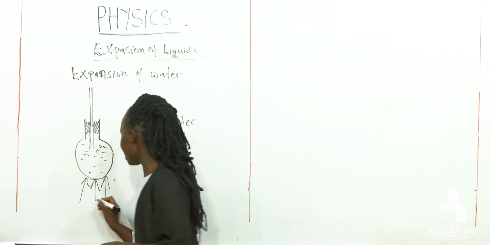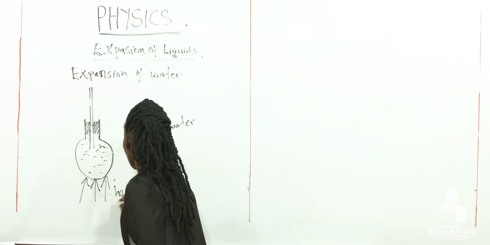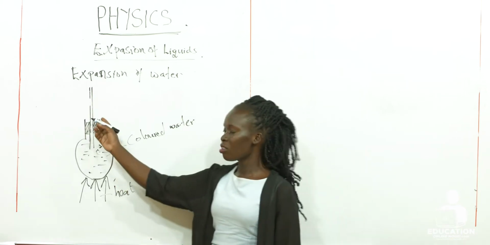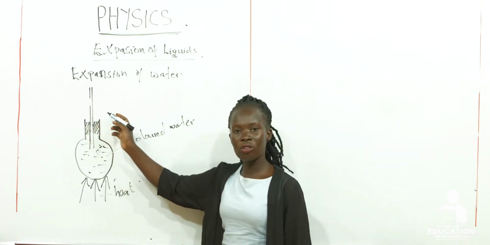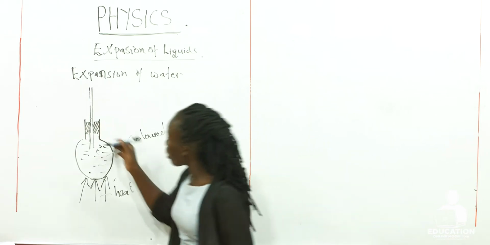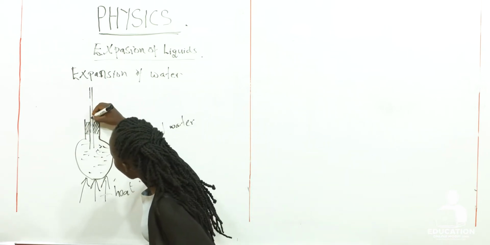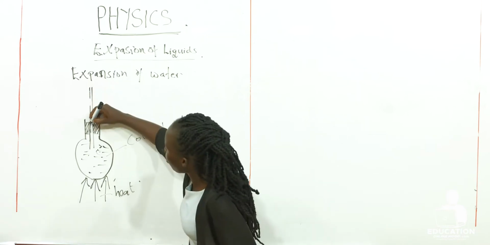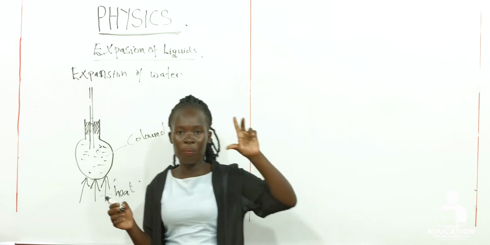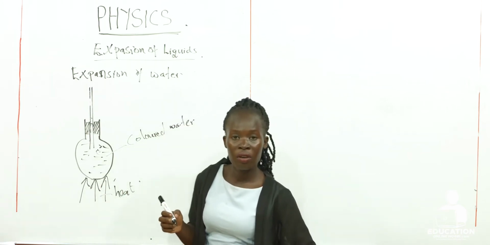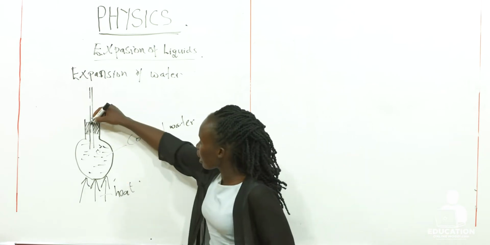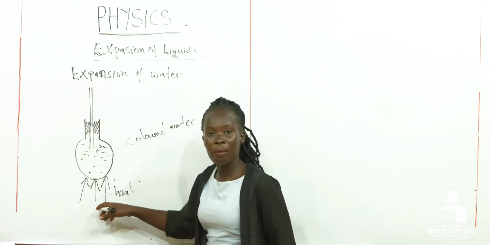After applying this heat, you're going to see that the level of the water in the tube is going to drop. Instead of having it at this level, it will drop probably to somewhere here. It will be a very slight drop. If you're not very keen, you will not observe that. So it drops after you apply the heat.